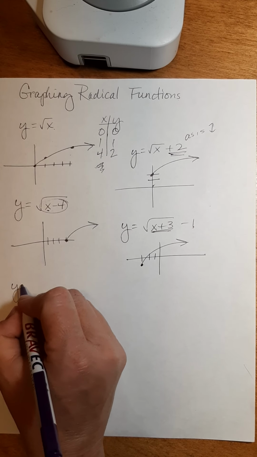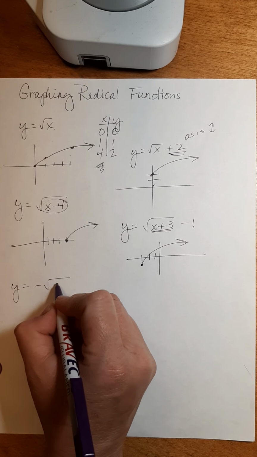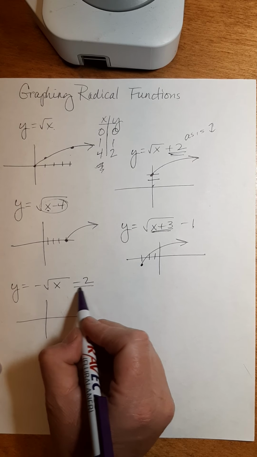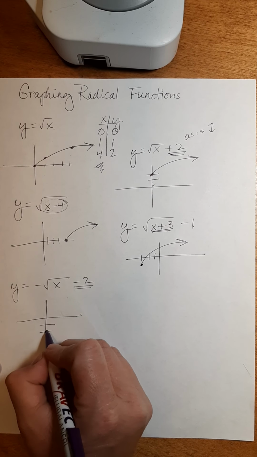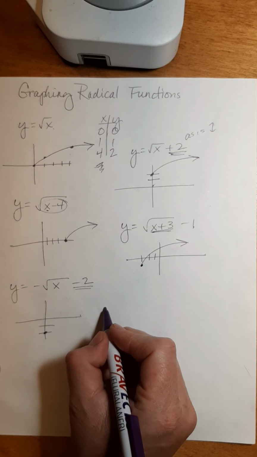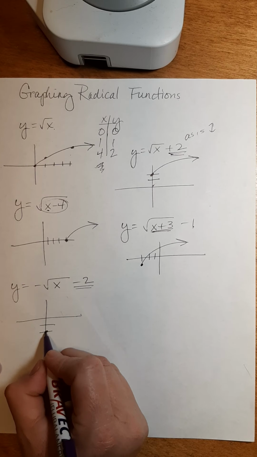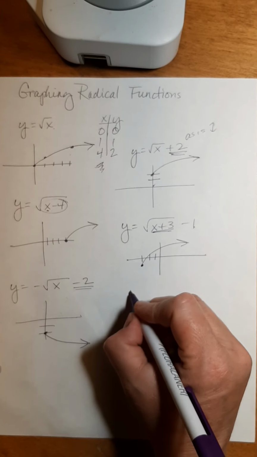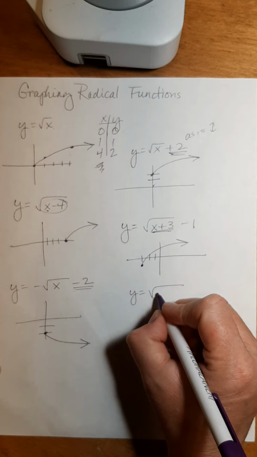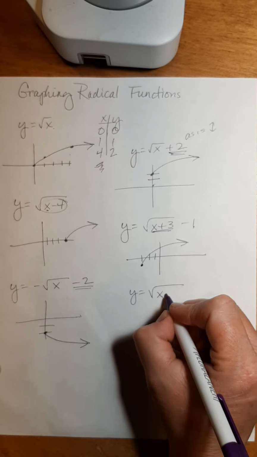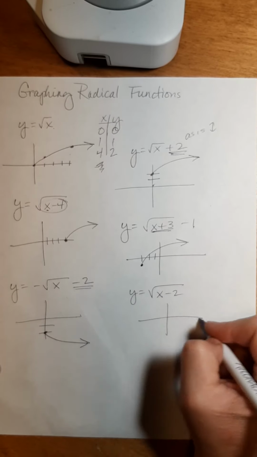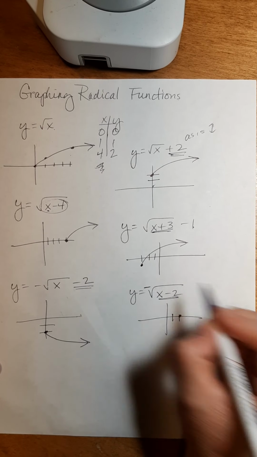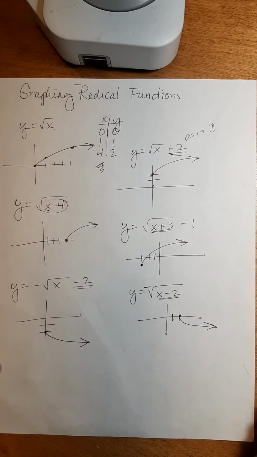Okay, let's put a negative out front. Negative square root of x minus 2. Well, I know, go down 2. The only difference is, instead of going like this, since it's negative, you're going to go below. If I had square root of, I don't know, x minus 2, like that, you would just, what makes it 0, write 2, and let's put a negative out front, go below.